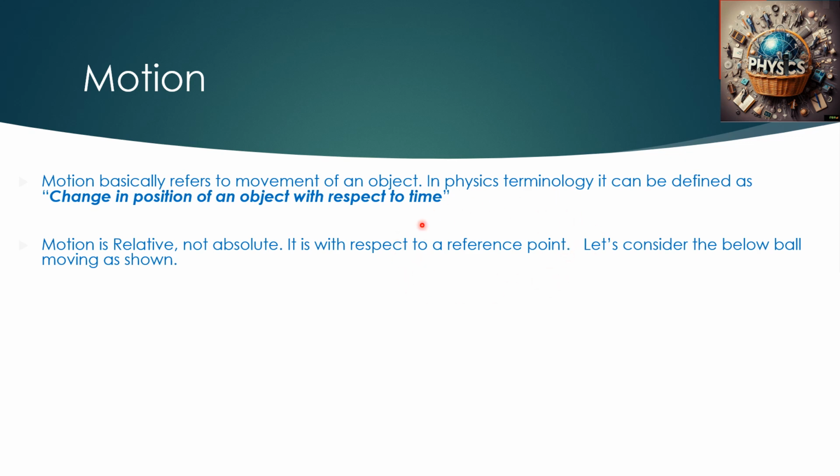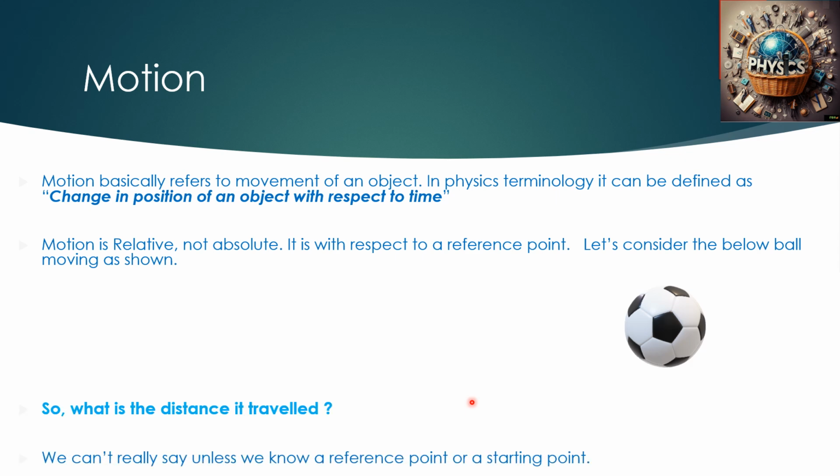So if we don't have a reference point, it will be difficult for us to say the body is in motion. We can understand it with a simple example as below. We can see this ball is moving. But can we say what is the distance it has traveled? Unfortunately, no, because we don't know what is the reference point or the starting point from which this ball has traveled.